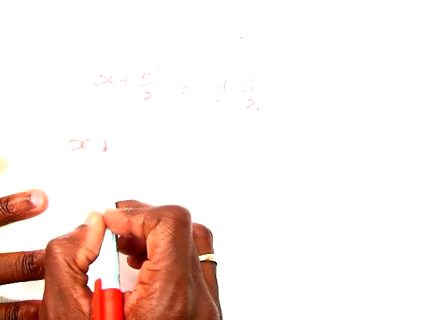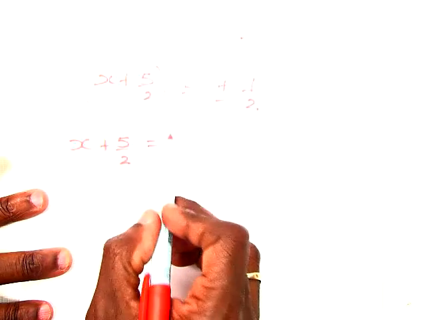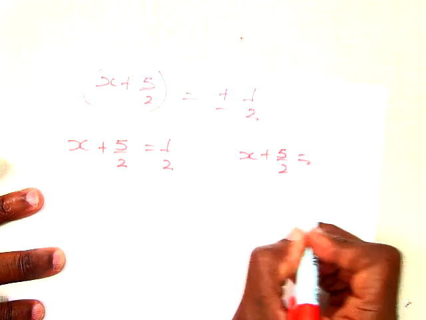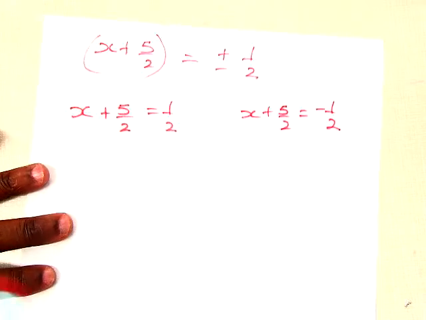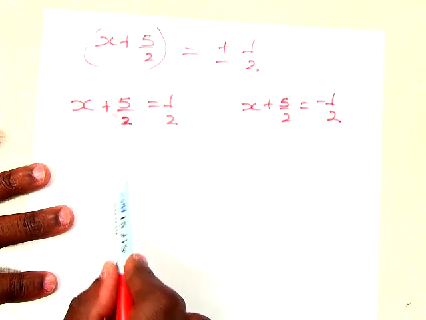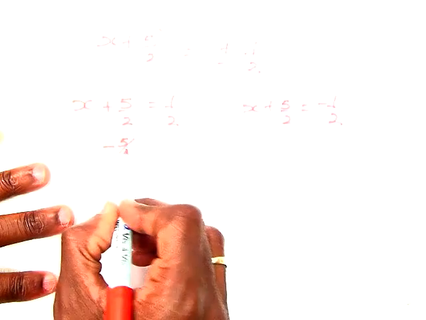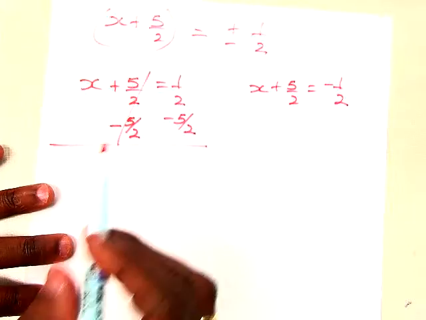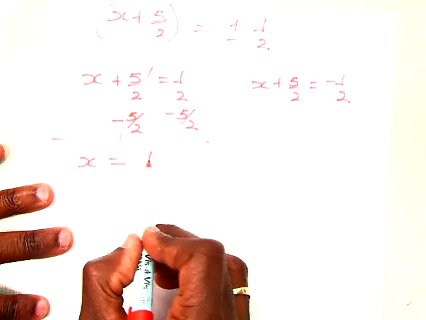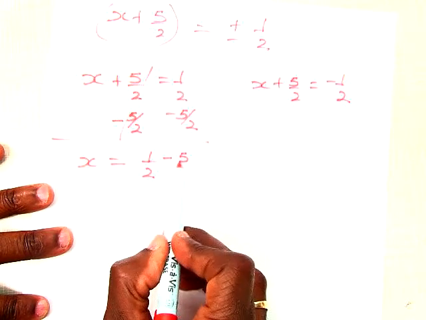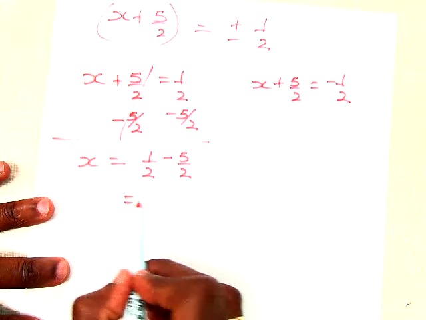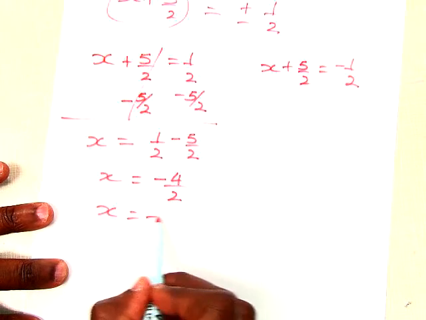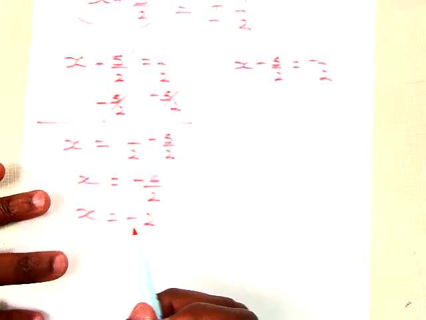My two equations are finally x plus 5 over 2 equals positive 1/2, or x plus 5 over 2 equals negative 1/2. To get x by itself, I need to get rid of the 5 over 2. So I'm going to minus 5 over 2 from both sides. So that's gone on this side. So now I have x equals 1 over 2 minus 5 over 2. That gives me negative 4 over 2. So x is equal to negative 2.